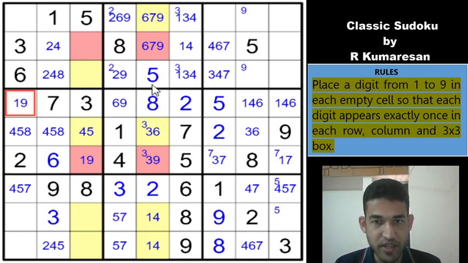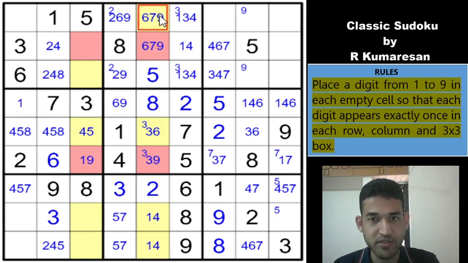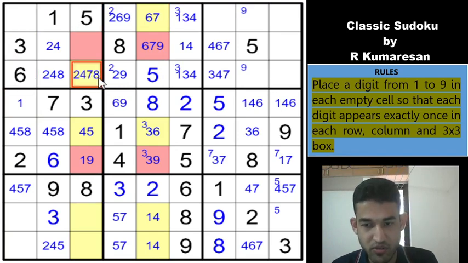So let us see if this is helping. I can remove the 9 from the yellow cell here. So this is not a 9, 6 and 7. This becomes 6, 7 and yellow cell here. So it can't be 1, 3, 5, 6 and 9. So this would be 2, 4, 7, 8 and 8 is here. So this is 2, 4, 7.